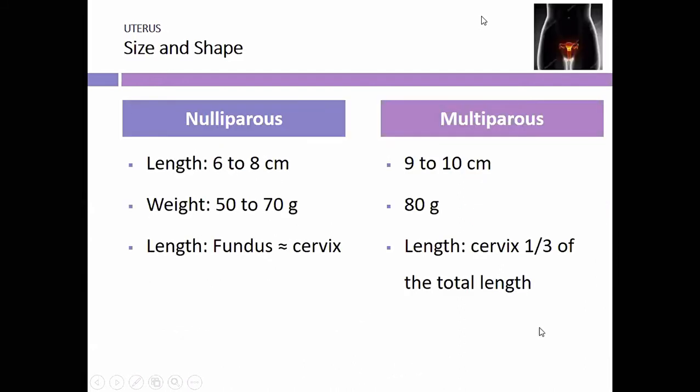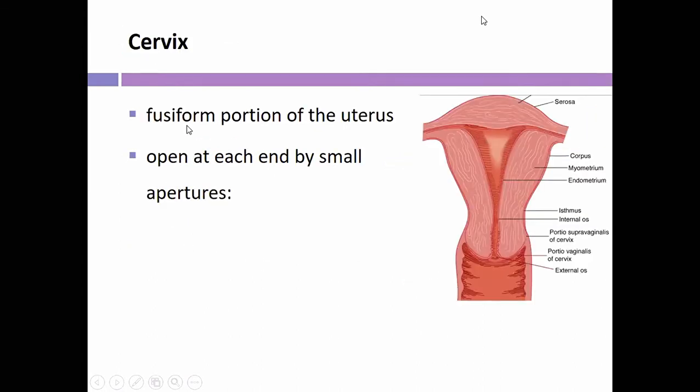What is the size of the uterus? For those women who have not given birth, it is 6 to 8 centimeters. So you have it here, and the size is equivalent for the fundus and the cervix. They are of equal size. Once the woman has already given birth, the size of a normal uterus is quite larger, but it is still a pelvic organ. Now, the cervix is the fusiform portion of the uterus. So the cervix is still a part of the uterus.